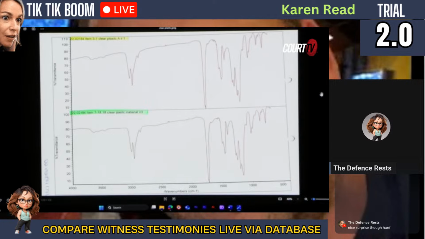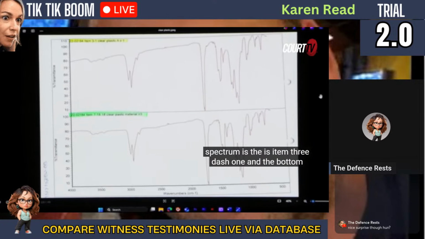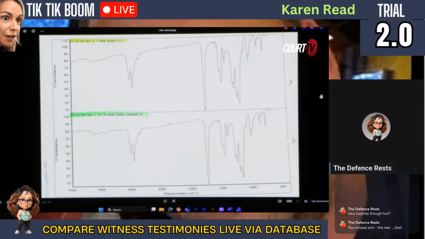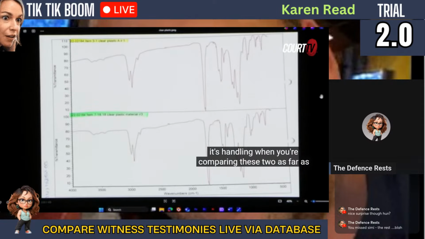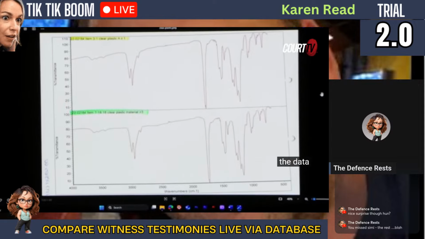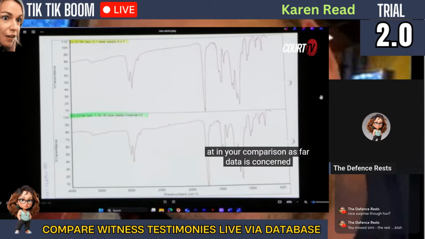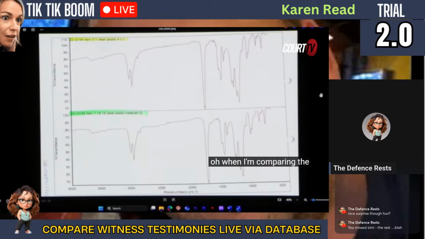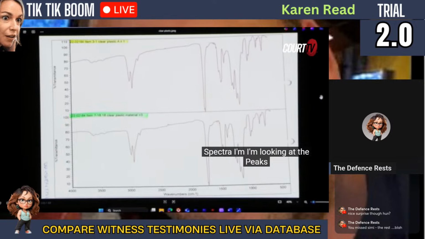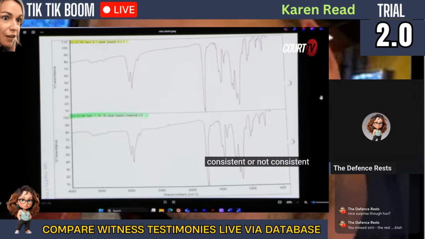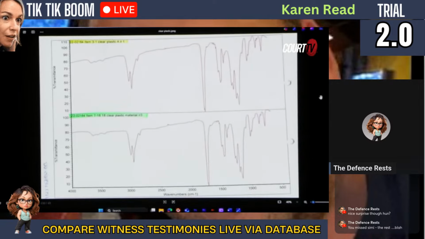The top spectrum is item 3-1, and the bottom spectrum is item 7-18.18. And Ms. Hanley, when you're comparing these two as far as the data that you receive, what is it specifically that you're looking at in your comparison? So when I'm comparing the spectra, I'm looking at the peaks in each sample to determine if they are consistent or not consistent. Thank you.